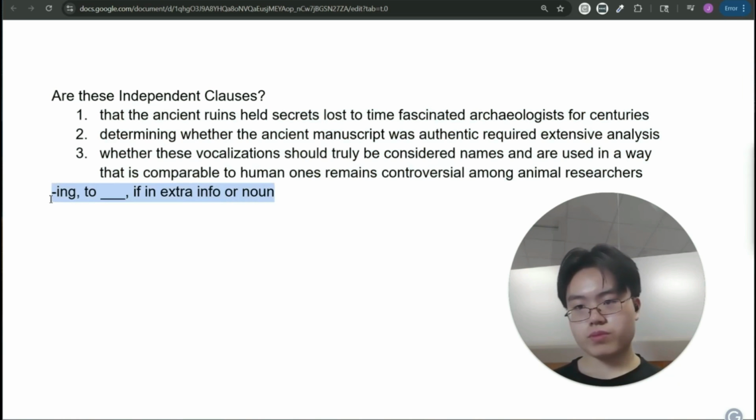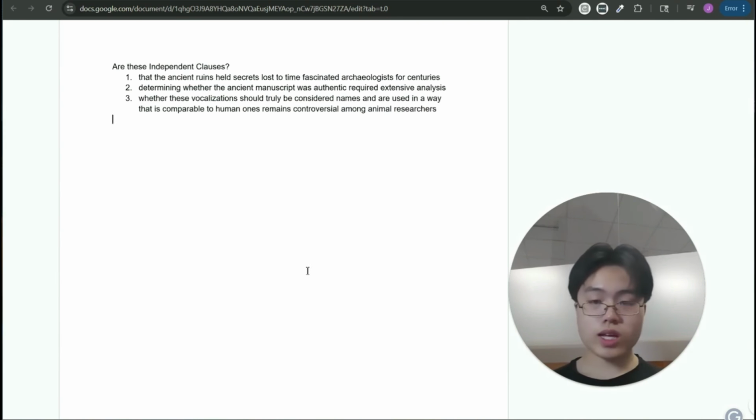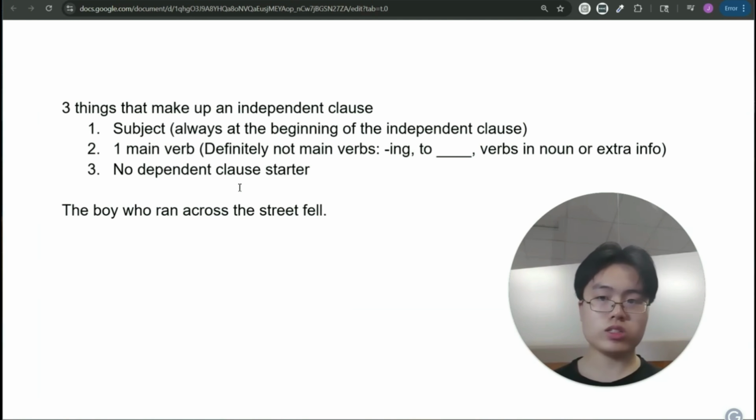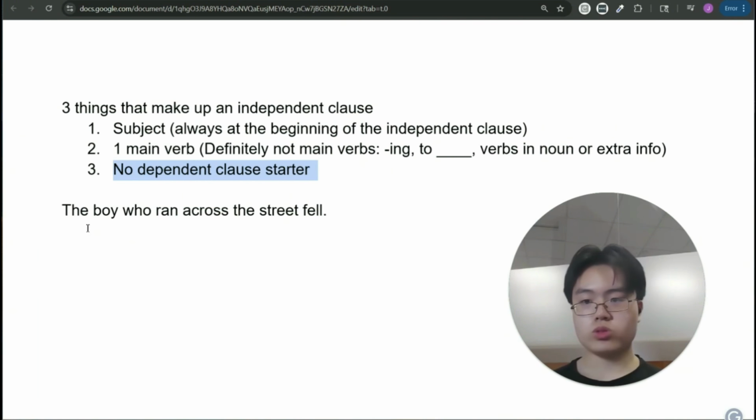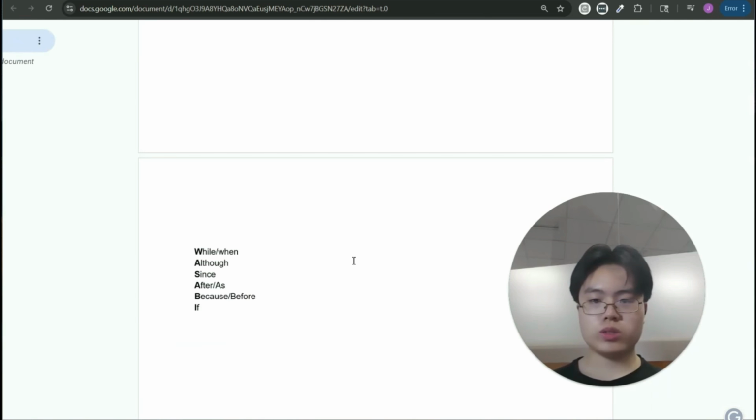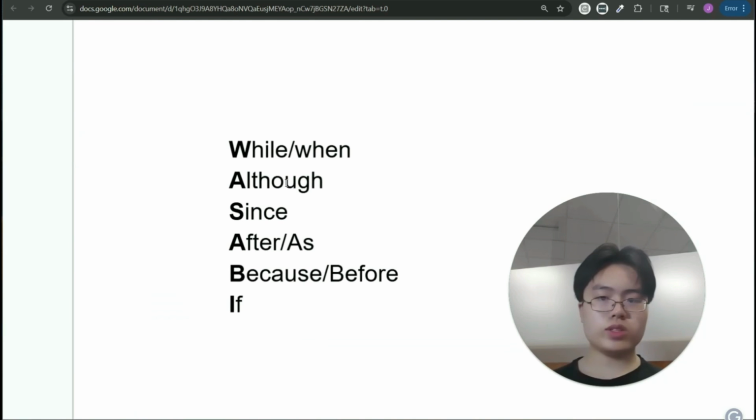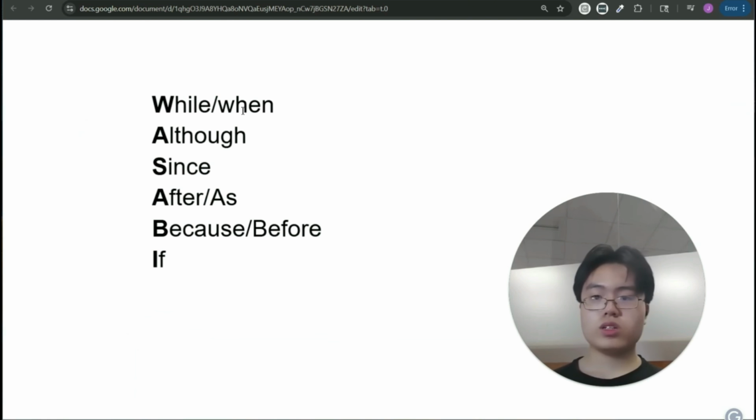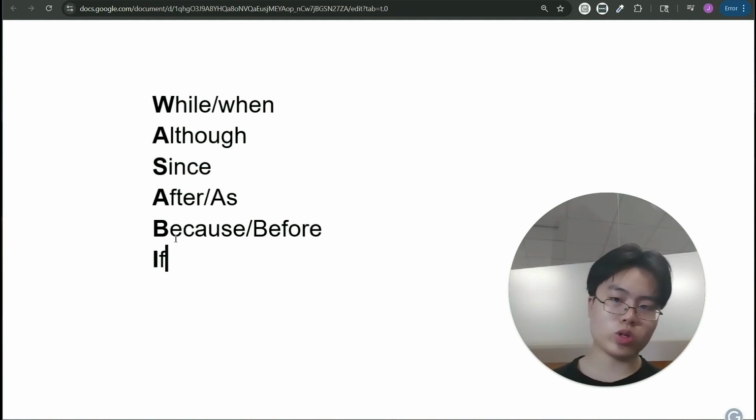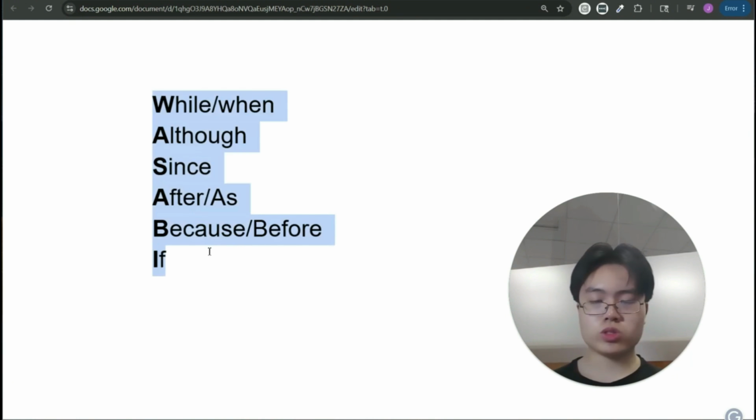Now let's go over the last thing, which I think is pretty easy for most of you because you're English speakers: it can't start with a dependent clause starter. There's no dependent clause starter at the beginning of the independent clause. Really quickly, let's go over what a dependent clause starter is. It's just any of these, which I think is pretty self-explanatory. This is the acronym WASABI. This is not all the dependent clause starters. I think there's pretty much an infinite amount of them, so I can't go over all of them. But these are definitely common ones.